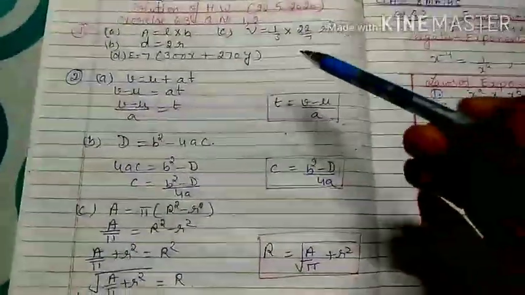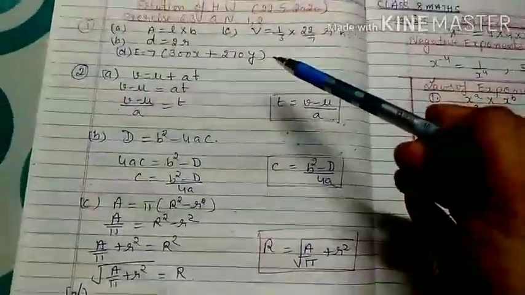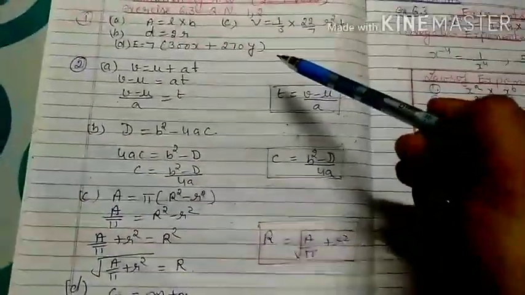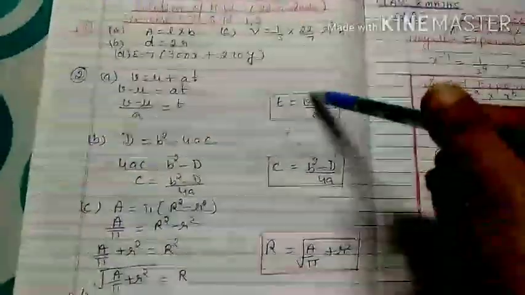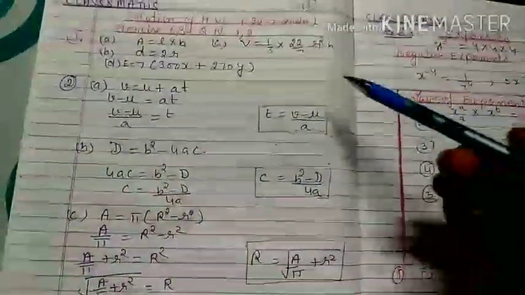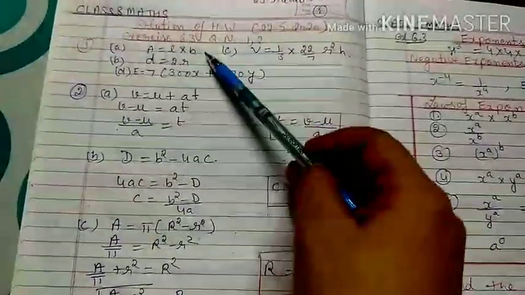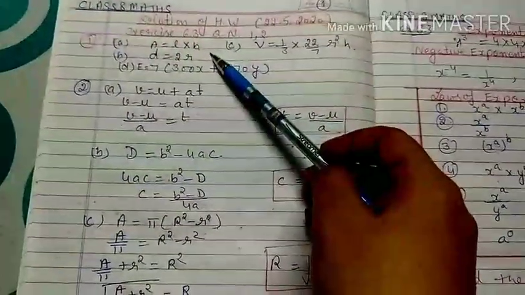Now your next exercise is 6.3. In your first question of 6.3, a statement is given to you and you have to frame it in the form of an equation. Like your first part: the area A of a rectangle is equal to the product of length into breadth. I just translate it into the equation form.